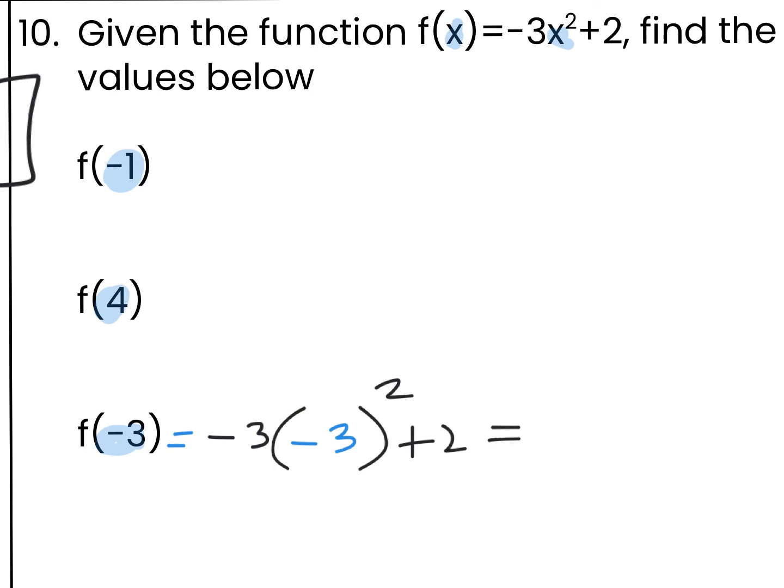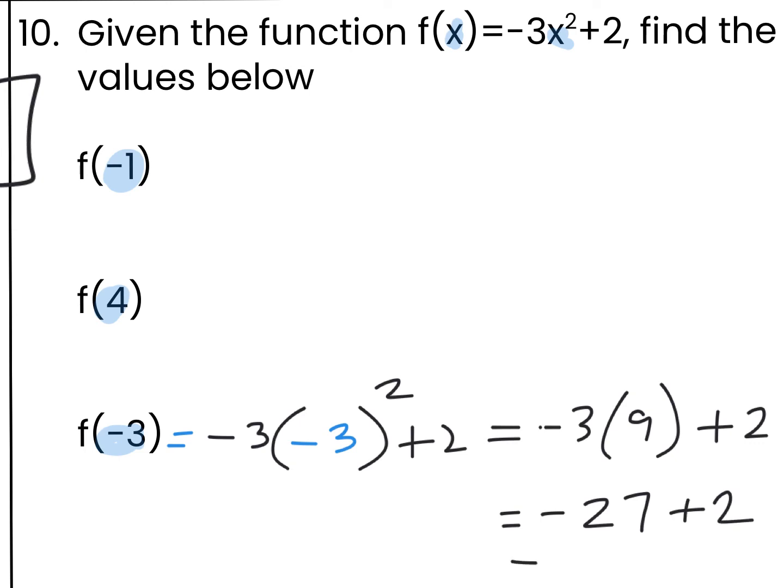So first thing I'm going to do is square the negative 3. When I square the negative 3, I get positive 9 plus 2. Then negative 3 times 9 is negative 27. Still having to add 2. And negative 27 plus 2 is 25. So that's my answer. Okay?